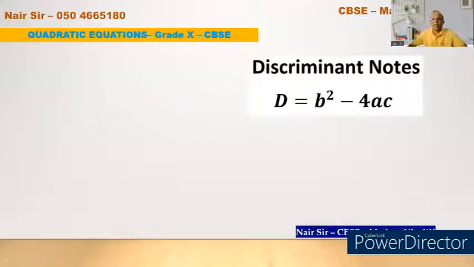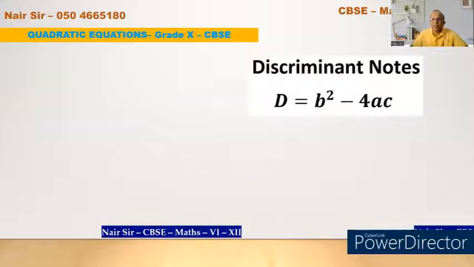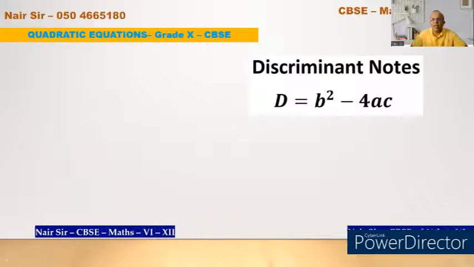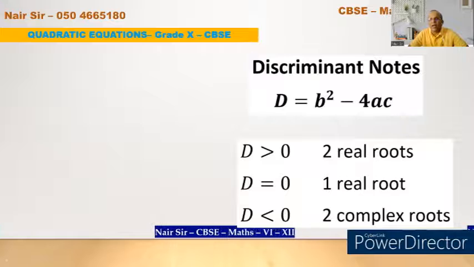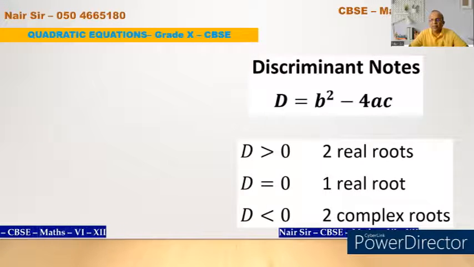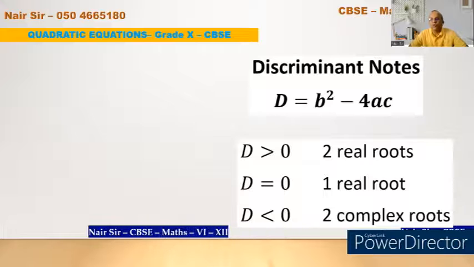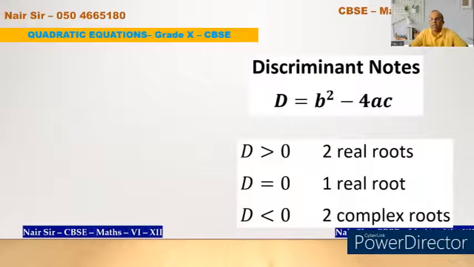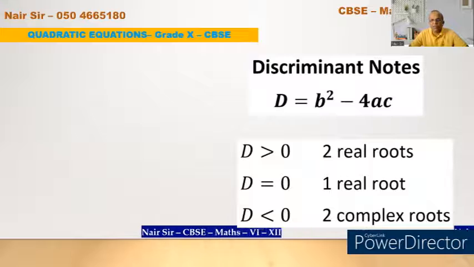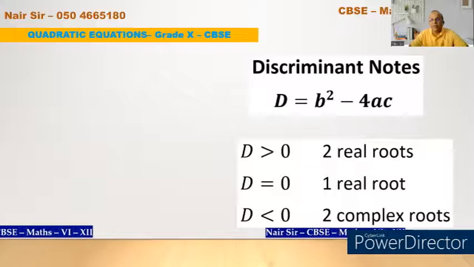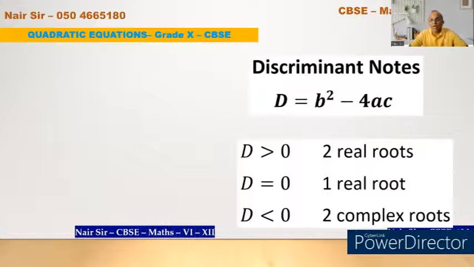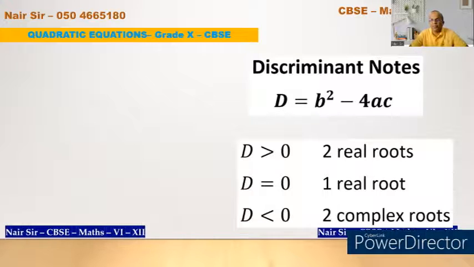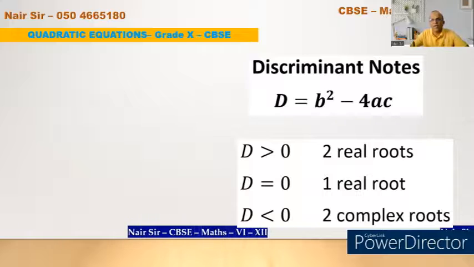The first thing is the discriminant. D is equal to b square minus 4ac. And if the value of D is greater than 0, there is a property. This is something which you have to learn by heart, so I will ask you to write this at least 3 times. D greater than 0: 2 real roots. D equal to 0: 1 real root. D less than 0: 2 complex roots. Complex roots and everything you're going to study in grade 11.